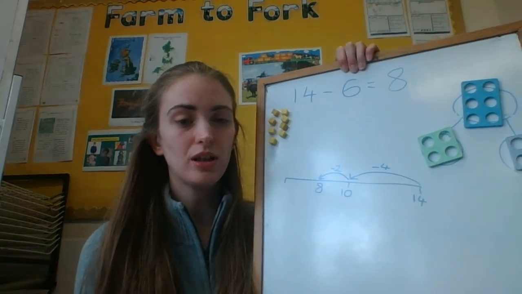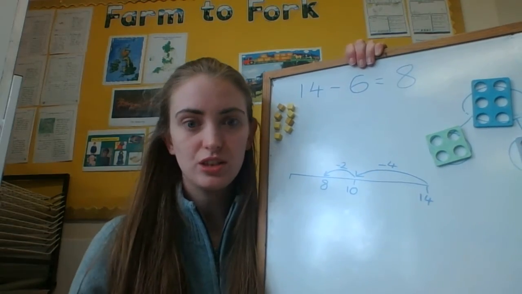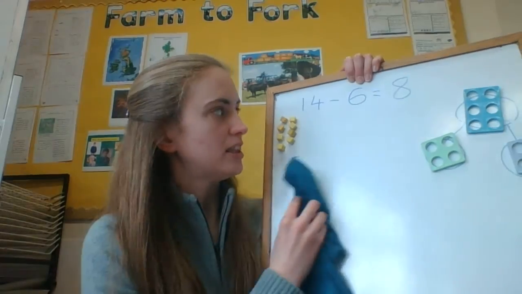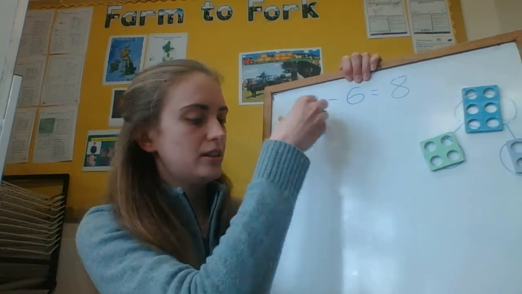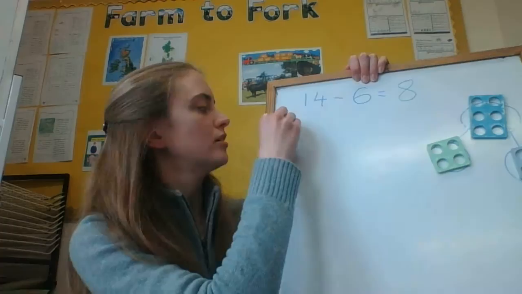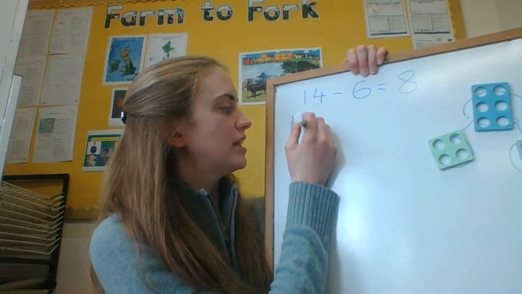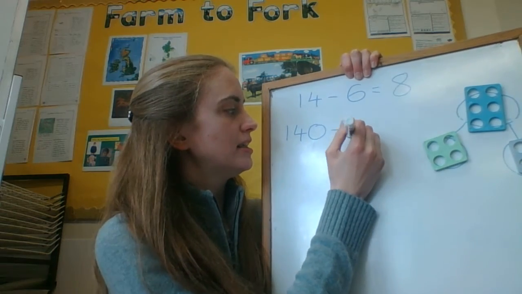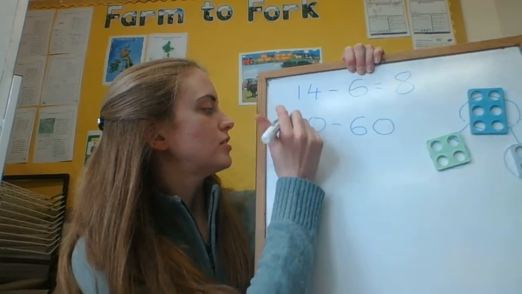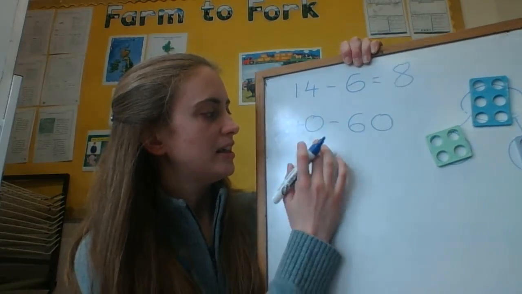And that also helps us with our larger calculations. So, for example, if I wanted to work out this next one, let's have a look. So, take these down. If I wanted to know what 140 take away 60 is. Actually, I'm going to make this a bit easier. I'm going to go 240 take away 60. Now that's going to go below.